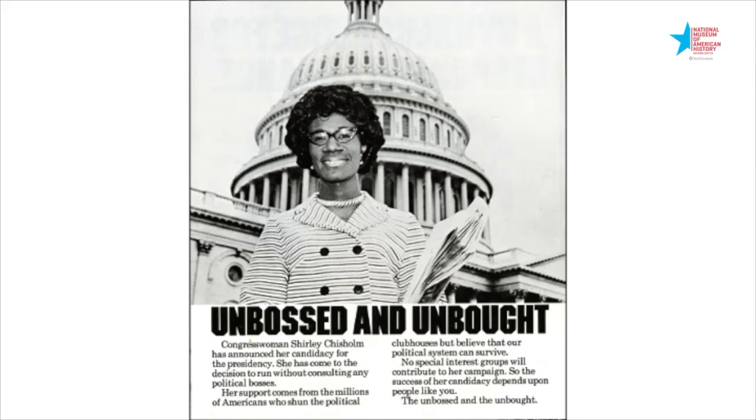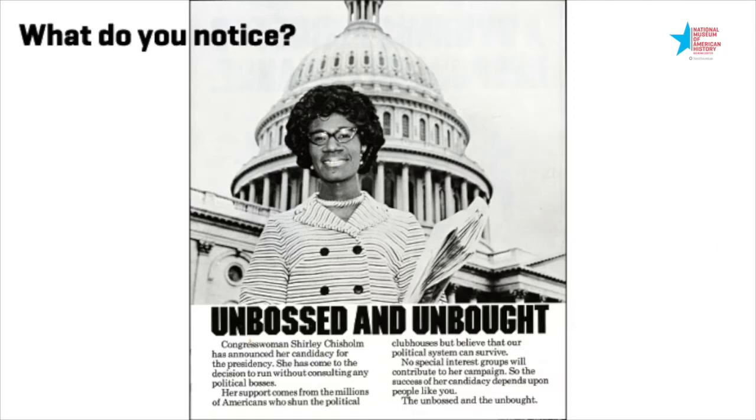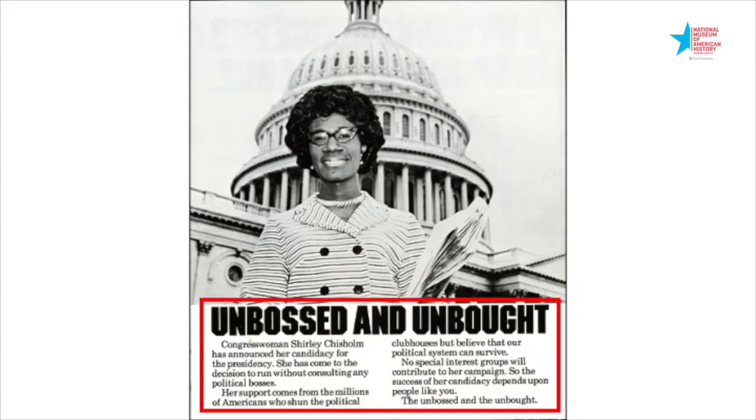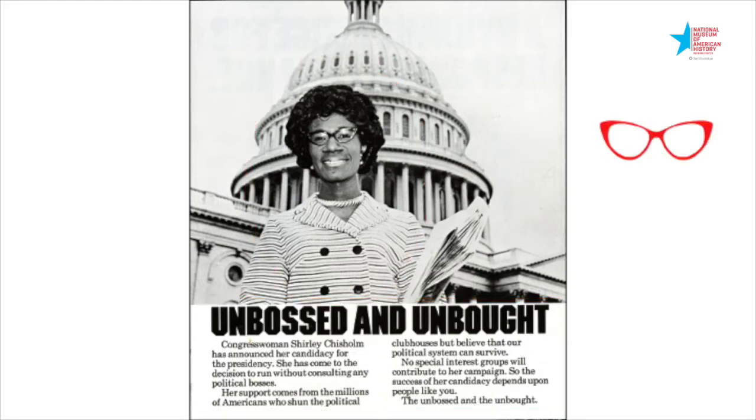When we are learning about a new object at the museum, it is important to use our careful noticing skills. Careful noticing skills like looking, listening, smelling, and touching help us learn. What do you notice about this object? I notice that this object is black, white, and gray. There are words in black letters. I notice a person in front of a building. I also notice that the person is wearing glasses and holding something that could be a book or magazine.